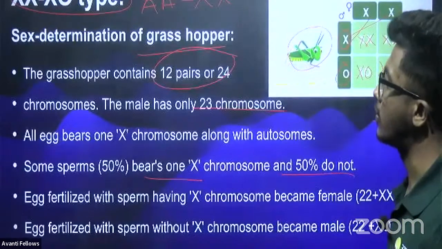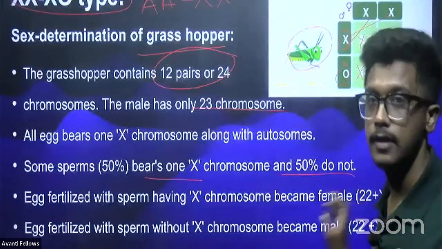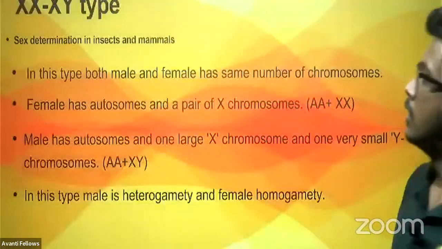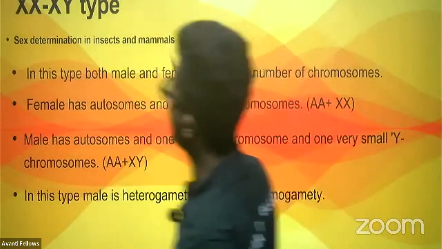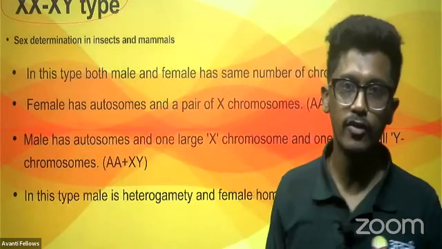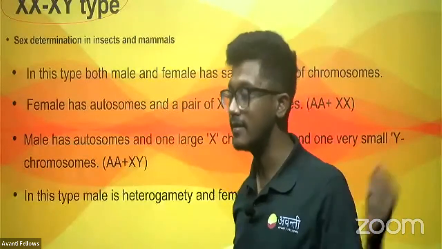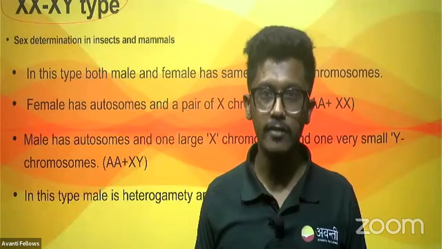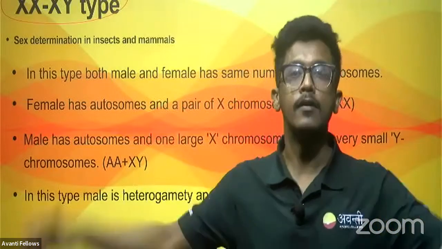So this is about XXXO. And remember the example, it is grasshopper. So the next one is XX, XY type of sex determination. When we talk about XX and XY type of sex determination, it's very, very simple to understand. So why is it very simple to understand? Because we can understand this similar to us.